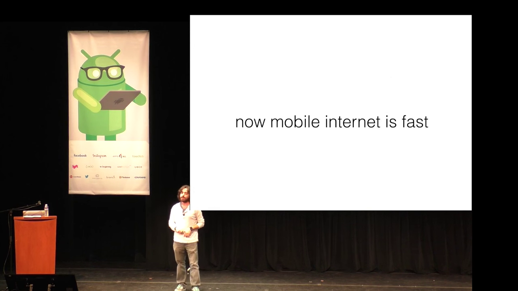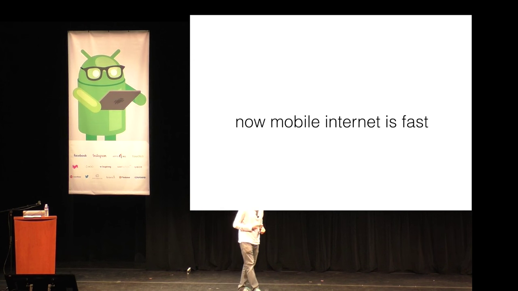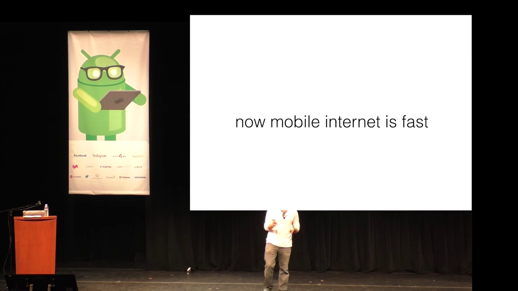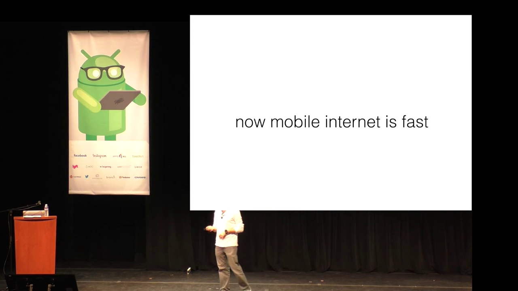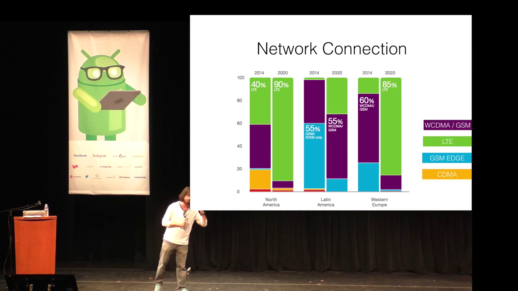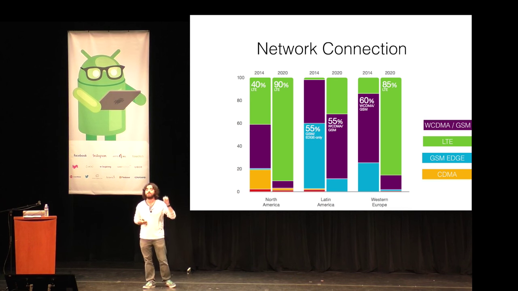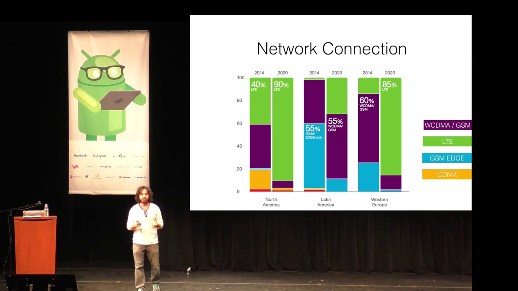So then you can say, okay, but the internet is fast, that rarely happens, I rarely make the user wait, our servers are not slow. Now we can look at some numbers, right? So this is the network types people use. In this graph, the purple is good, the green is great, the rest, not so much.